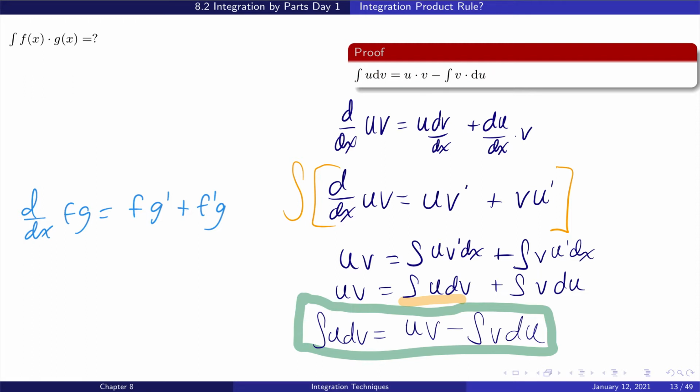And the difference is that in our two functions, we will have one function and the other one will be the derivative of a function. The proof of this is based on the product rule that you see sitting here. So we know it works because we know the product rule works.